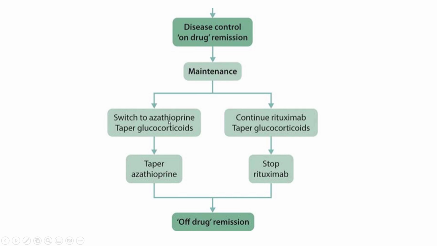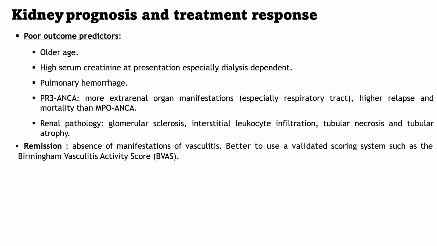So you can switch to azathioprine and taper glucocorticoid, or continue rituximab and taper glucocorticoid. Then you can taper azathioprine over a duration of 18 months to 4 years, or you can stop rituximab, and the patient could be off drug, in remission and in follow-up.